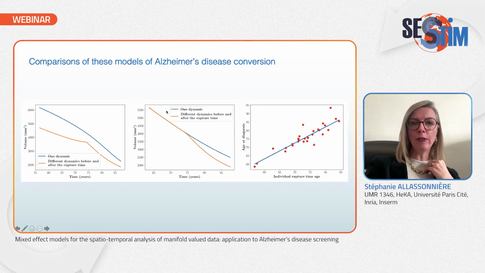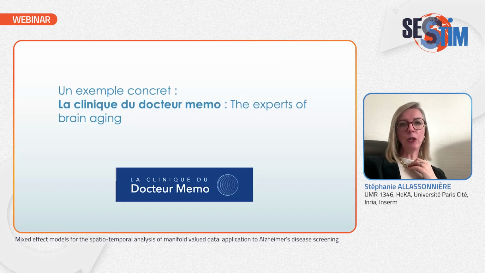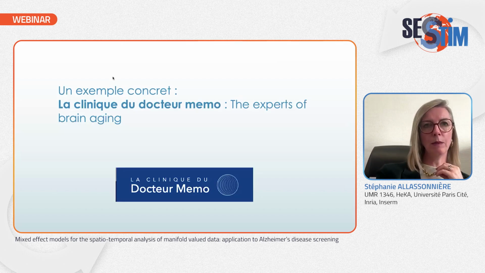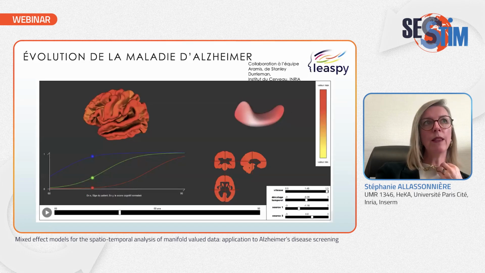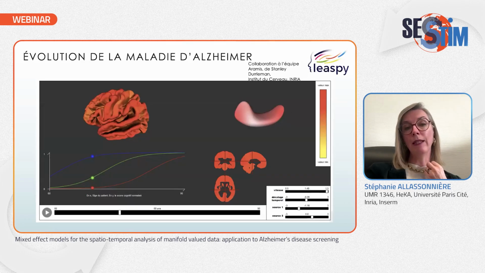And how did we use that? Well, we use that in a concrete way. Again, part of this is in French, but I'm sorry, we have now the platform in English, which is called docmemo.com, which is the expert of brain aging. And what did we do? We used that digital twin on different types of data.